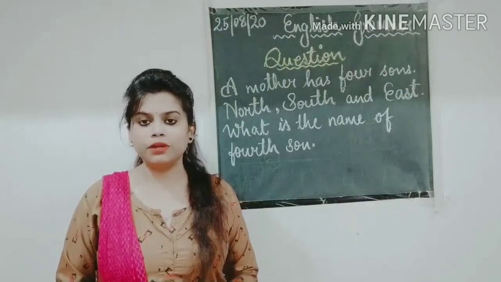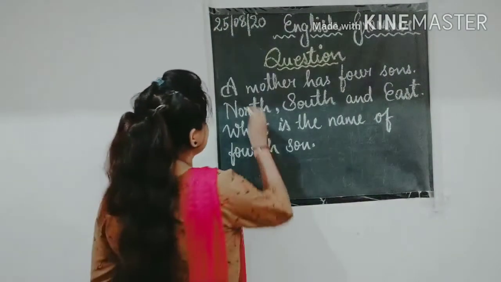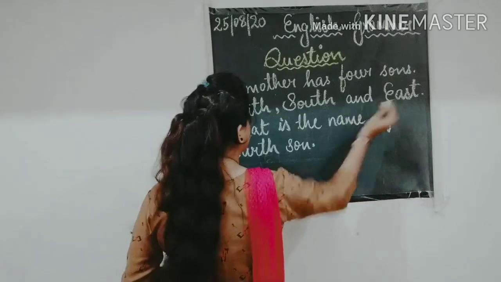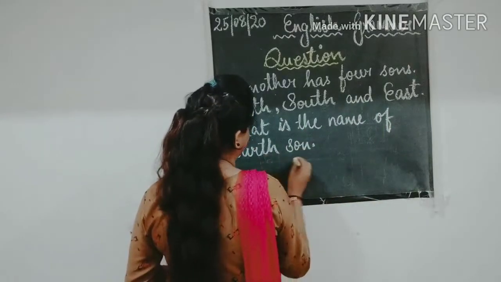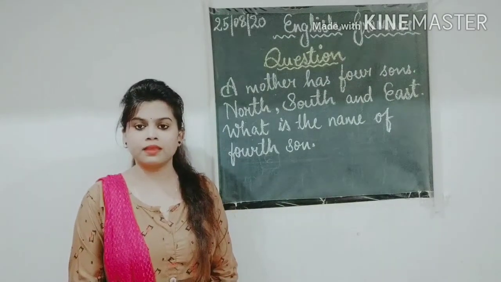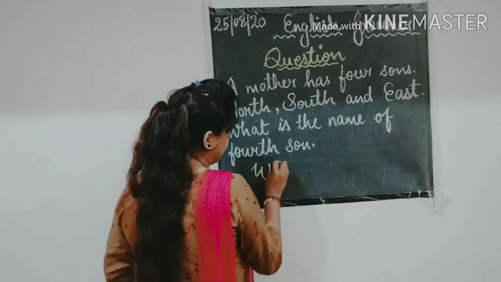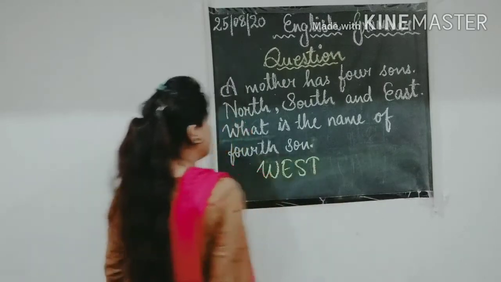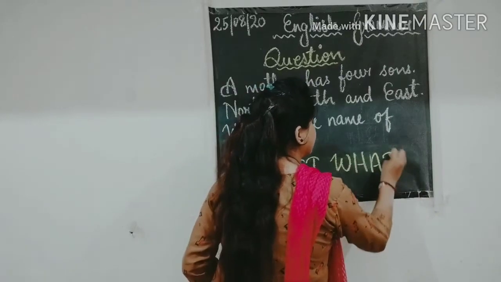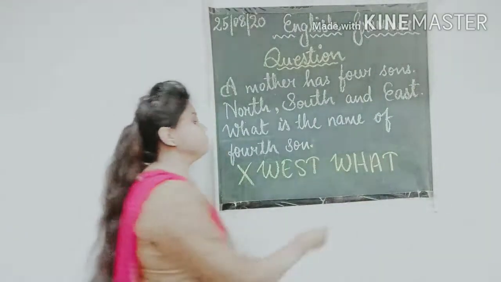Before we jump into the chapter, let me ask you a question. A mother has 4 sons: north, south and east. What is the name of the 4th son? Can you tell me the name of the 4th son? Almost all of you will say the name of the 4th son is West. But I would say it is a wrong answer. What is the correct answer? Now you might be confused.